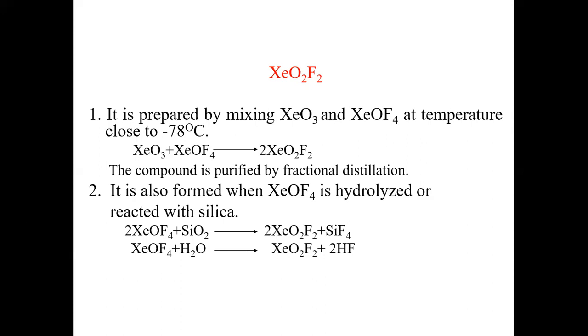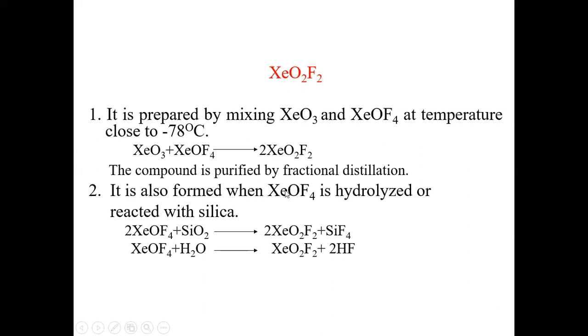Xenon dioxydifluoride, this colorless crystalline solid, how it is prepared, we'll see. It is prepared by mixing xenon trioxide and xenon oxytetrafluoride at about minus 78 degrees, nearly minus 80 degrees. Trioxide and oxytetrafluoride give xenon dioxydifluoride. And now this can be purified by fractional distillation.